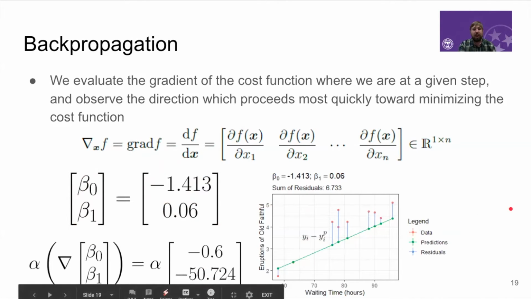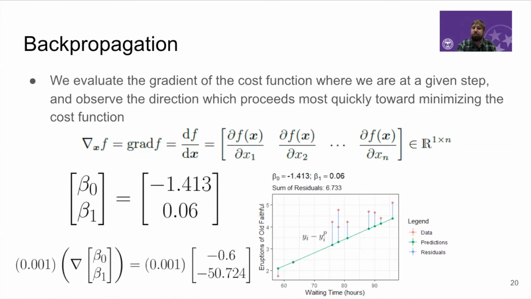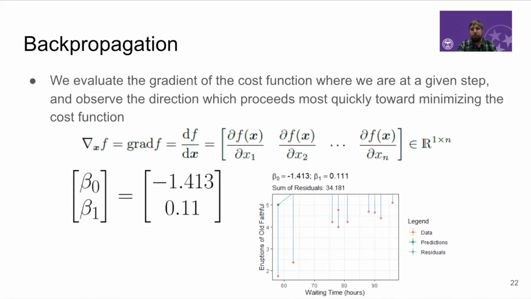So let's go ahead and introduce the concept of a learning rate, this alpha here, because if we made the change to -50, that slope is going to be through the roof. So we only want to adjust it by a small amount in the correct direction. So let's choose a small learning rate, say 1,000th. So then we multiply that through, and we add these two matrices together to get our new updated weights.